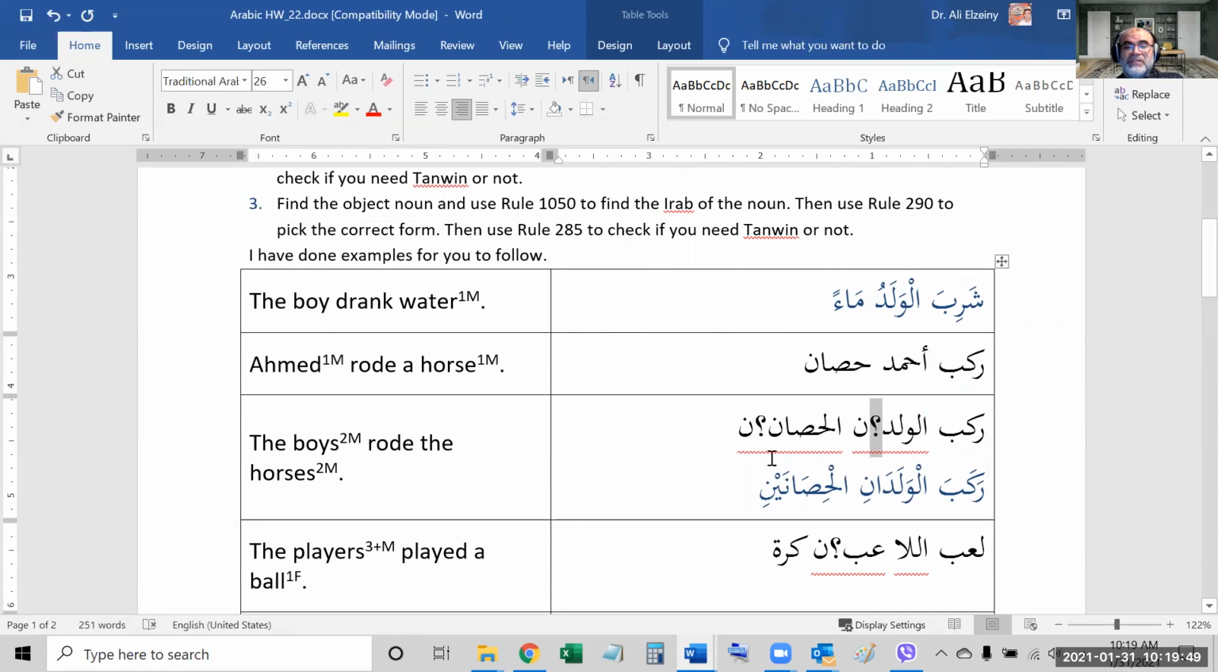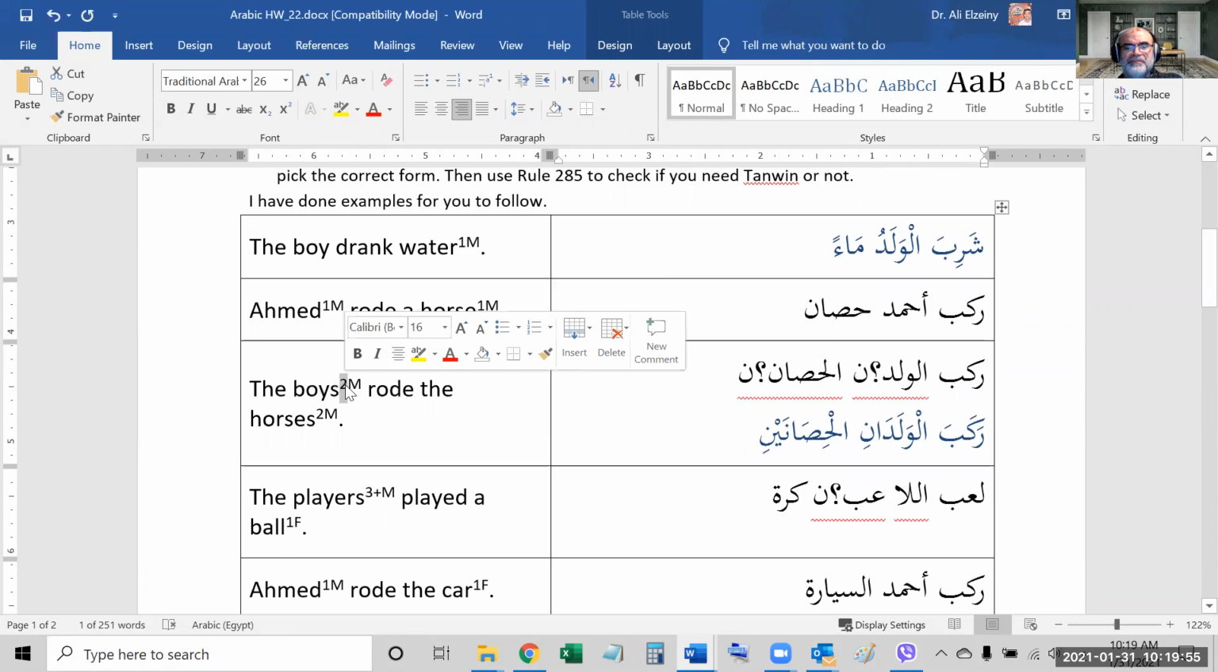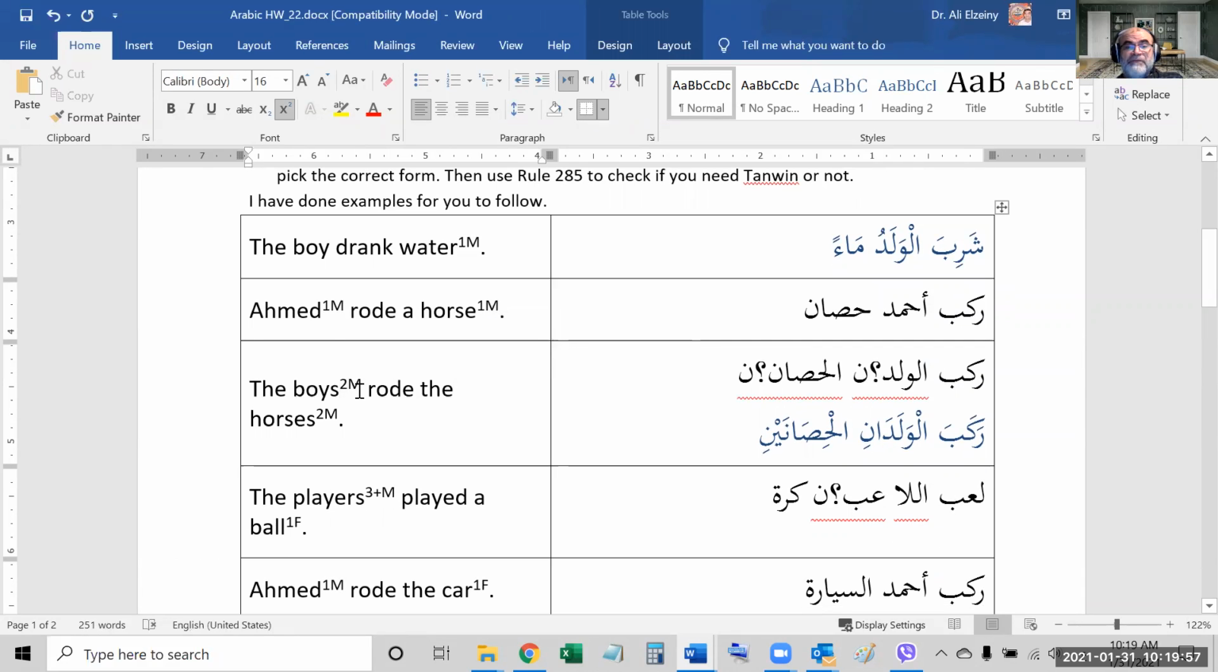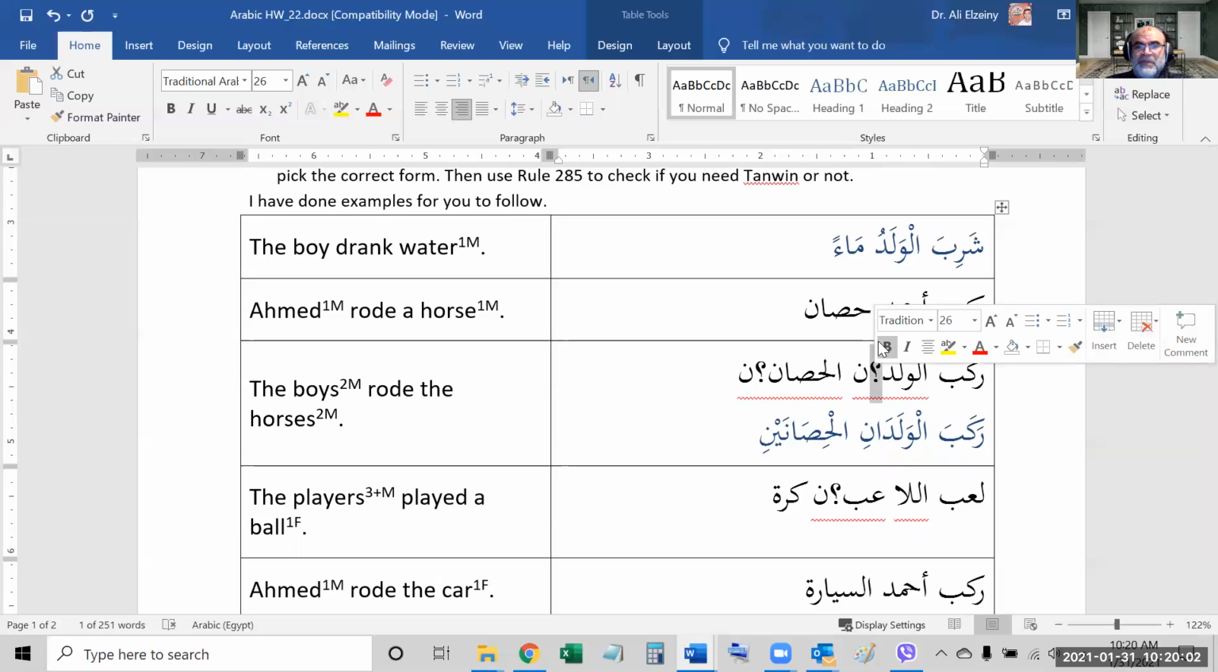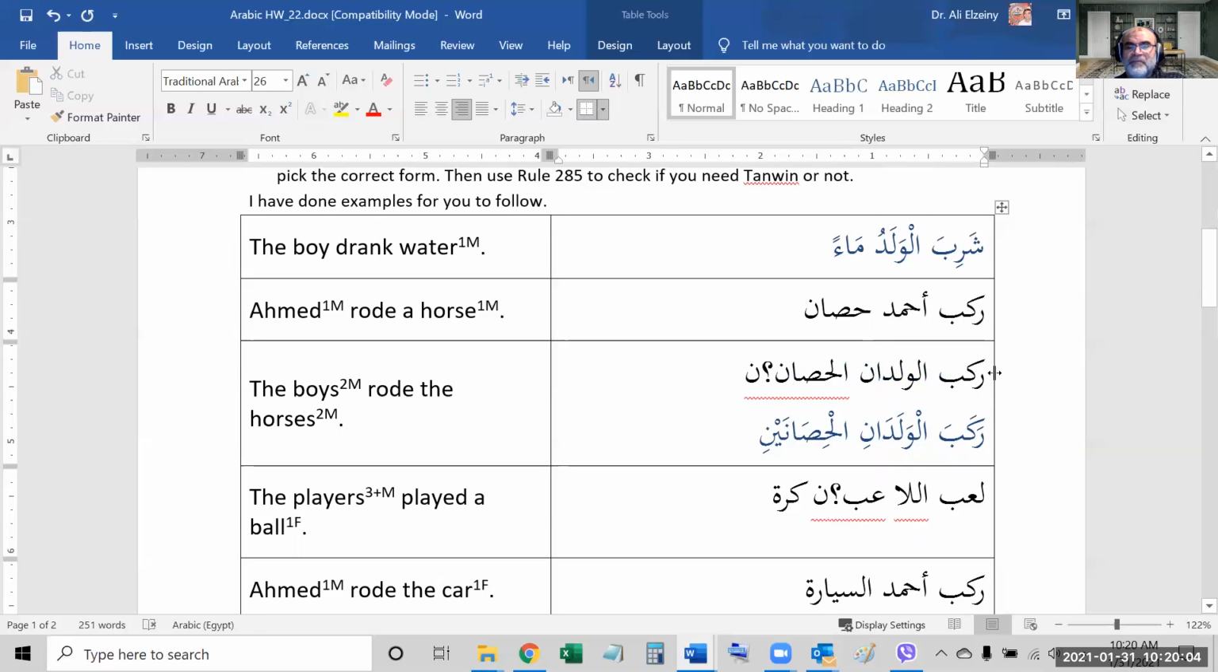What does this question mean? We have a dual form, voice, 2M. If it's marfu', it's alif. It would be ya if it's mansoob. So marfu' it's alif, mansoob is ya.